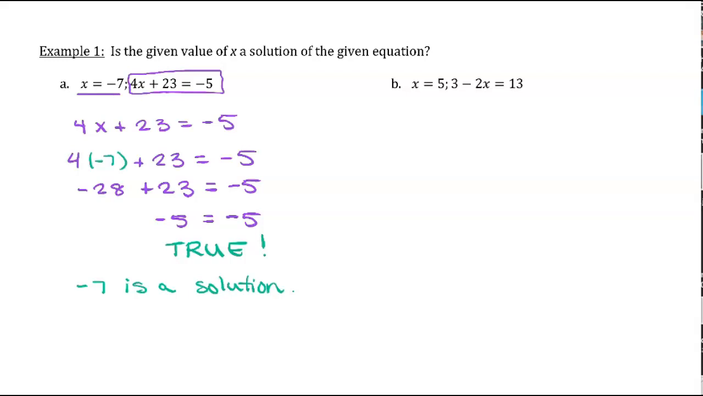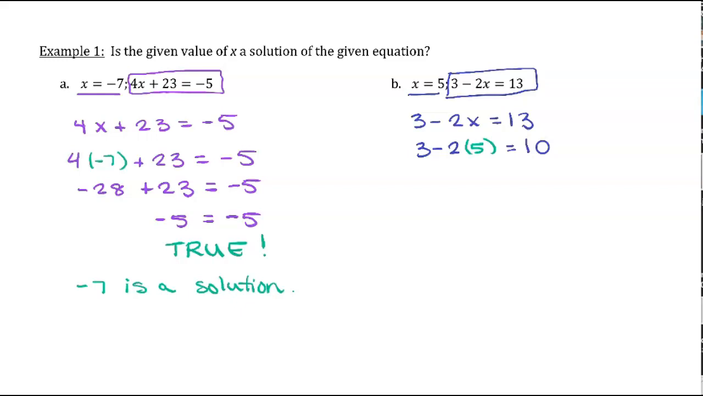Let's look at part B. In part B, we're given an x value of 5 and an equation of 3 minus 2x equals 13. So we're going to take that equation, 3 minus 2x equals 13, and we're going to substitute in for that x the value 5. So where that x is, I'm going to put 5. So instead of 3 minus 2x, we now have 3 minus 2 times 5 equals 13.